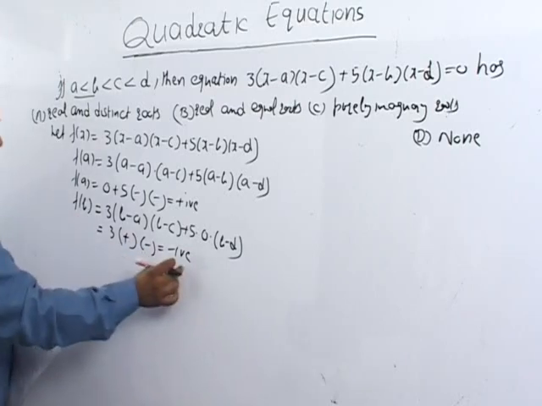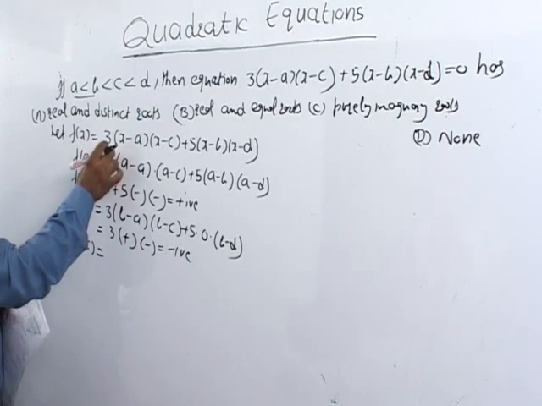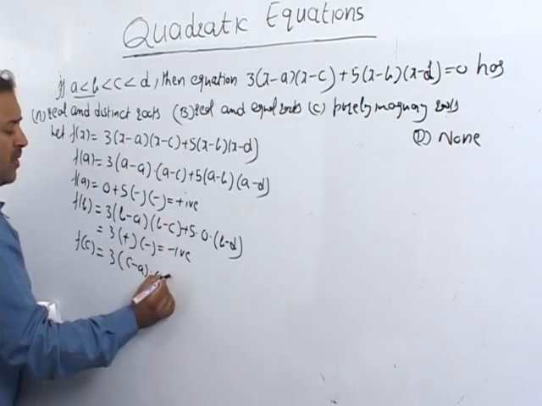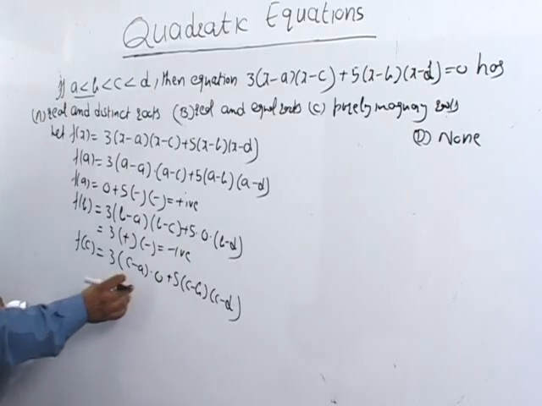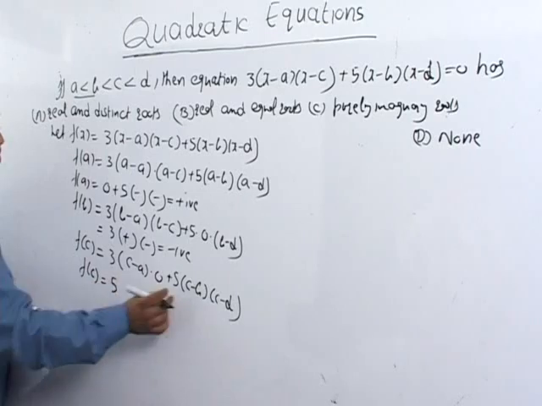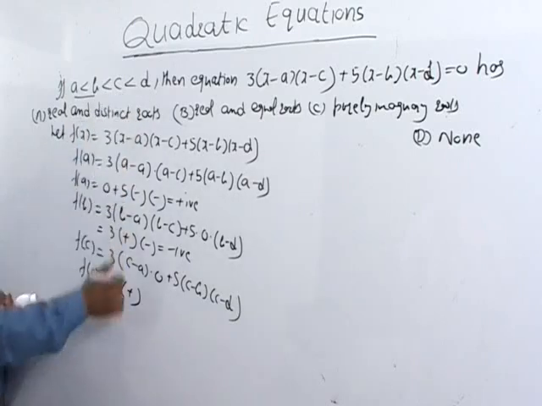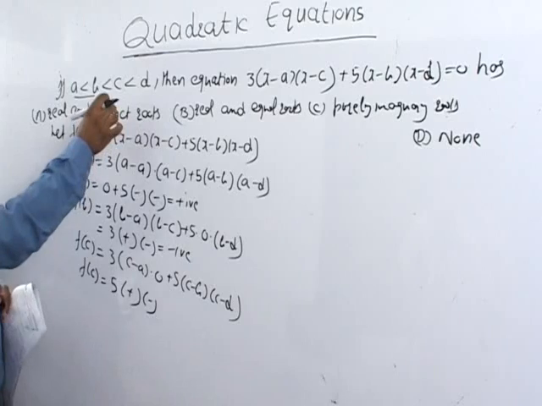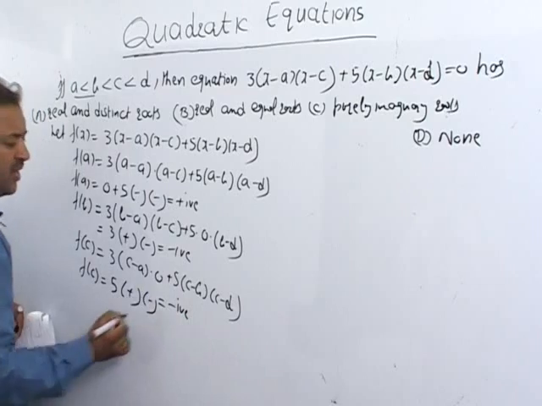That means f(b) is negative. We find out f(c). f(c) will come out to be 3(c minus a) into 0 plus 5(c minus b) into (c minus d), where the first term becomes 0. c minus b will be positive, and c minus d will come out to be negative. So c minus b is positive and c minus d is negative, so f(c) overall will come out to be negative.